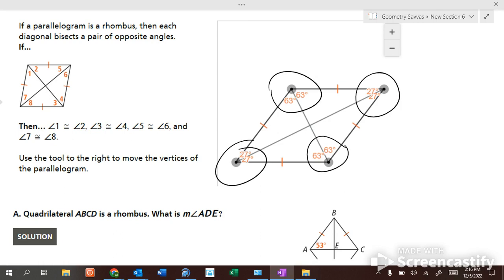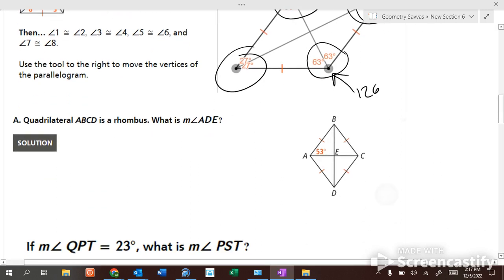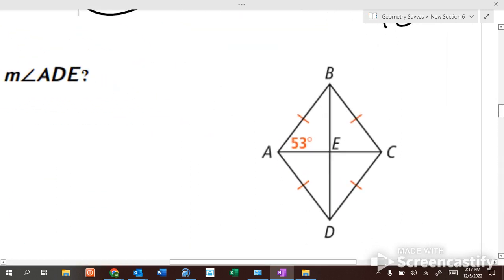Other thing about a rhombus is notice how these are the same. Okay? The diagonals bisect opposite angles. What that means is it splits this in half. So this angle is 126, but it's split perfectly in half in a rhombus. And this angle is 54 and split perfectly in half because it's a rhombus.